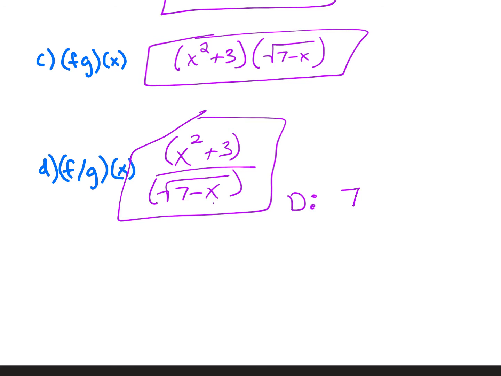Think about this. Can I have a number here that's bigger than 7? No. Why not? Because it would make it negative. Can I have a number there smaller than 7? Yeah. So it can be anything from negative infinity to what? 7. Does it include 7? No. Why not? Because it would be 0. Because if this were 7, 7 minus 7 is 0.